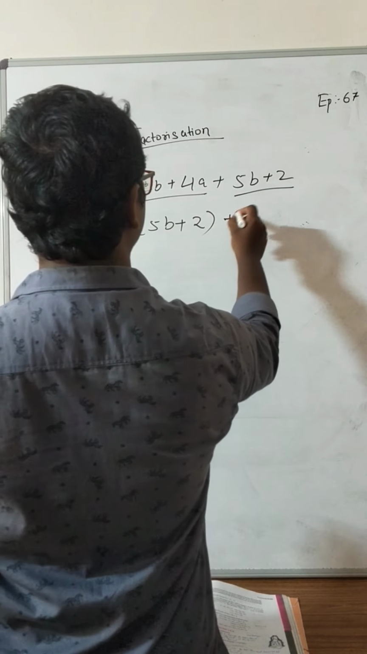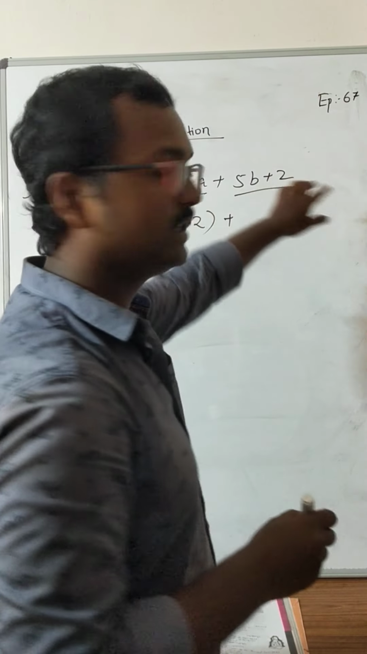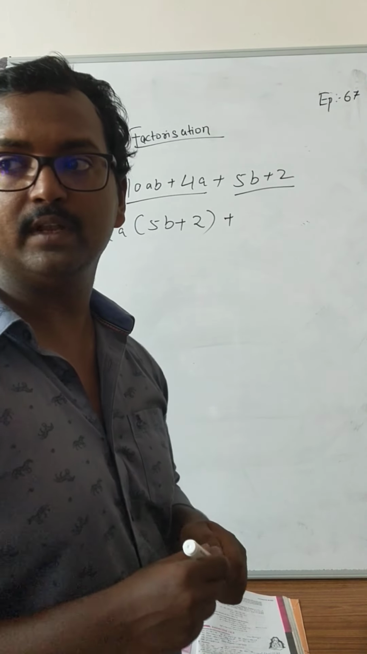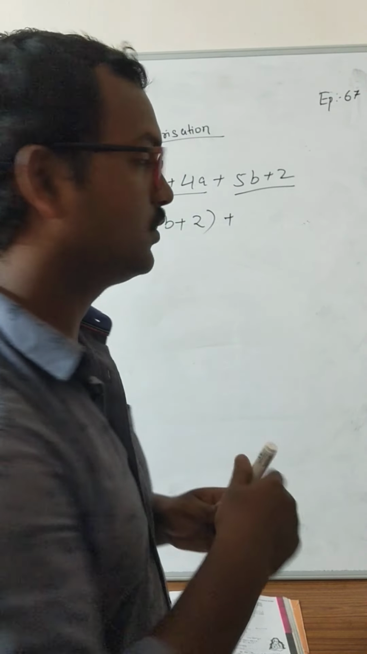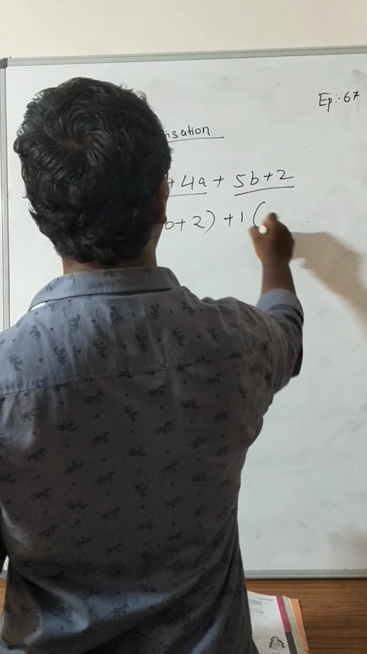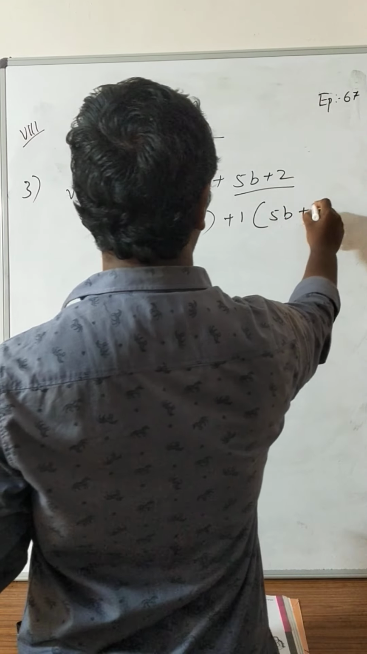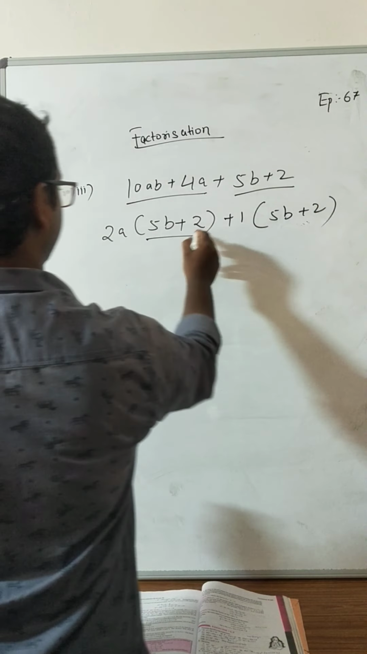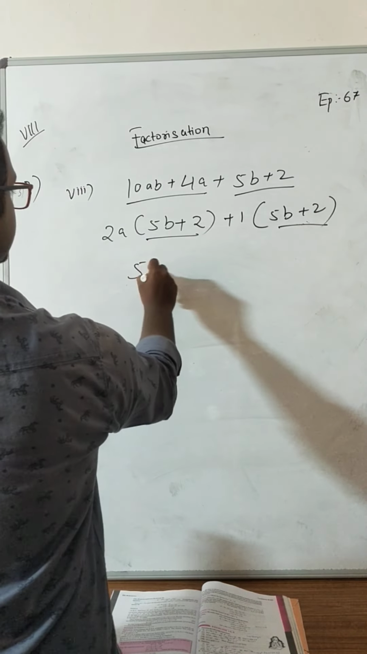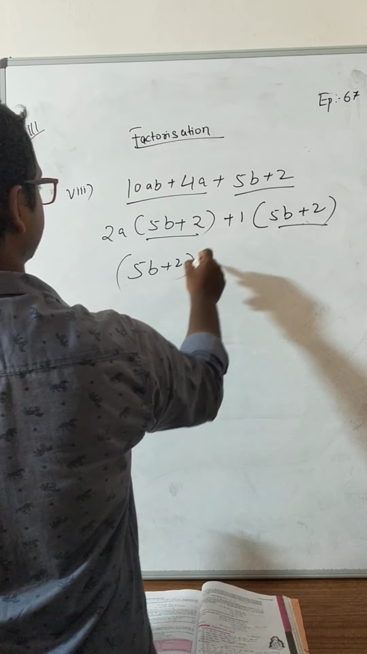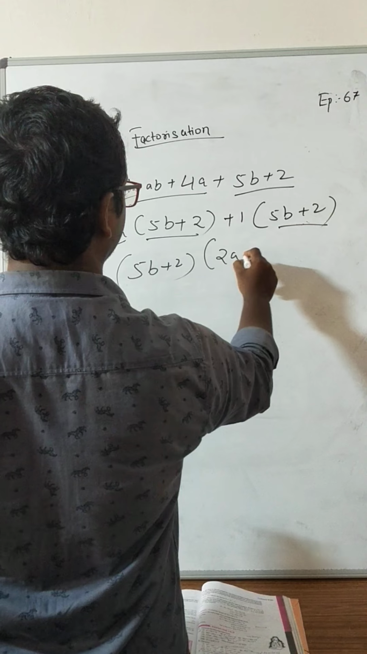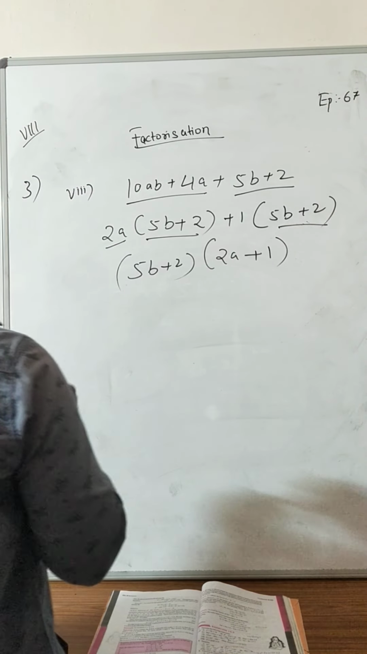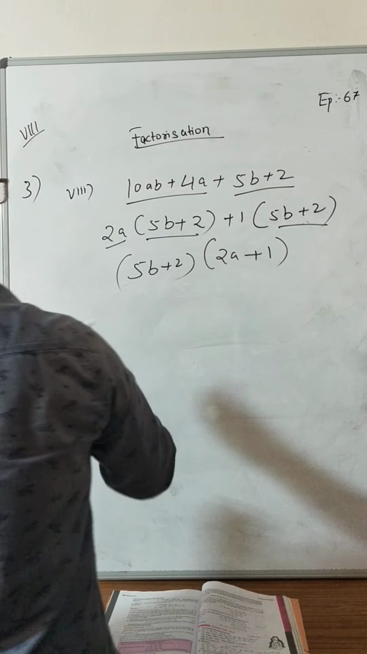Plus here, the one number is 5, another number is 2. I already told you whenever you cannot take any numbers common, always take 1 as common. So I am taking 1 as common. Here I will have 5b plus 2. See, 5b plus 2, 5b plus 2, which means 5b plus 2 I am taking as common from both the expressions, and from the first expression I will have 2a, and for the second expression I will have 1 as common. So this is our final answer.